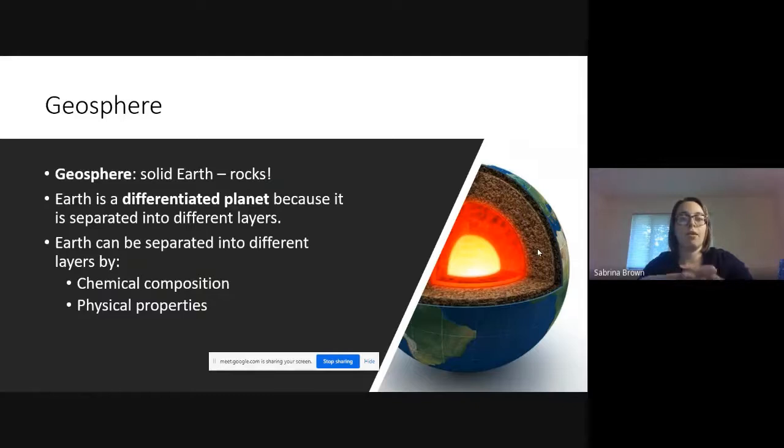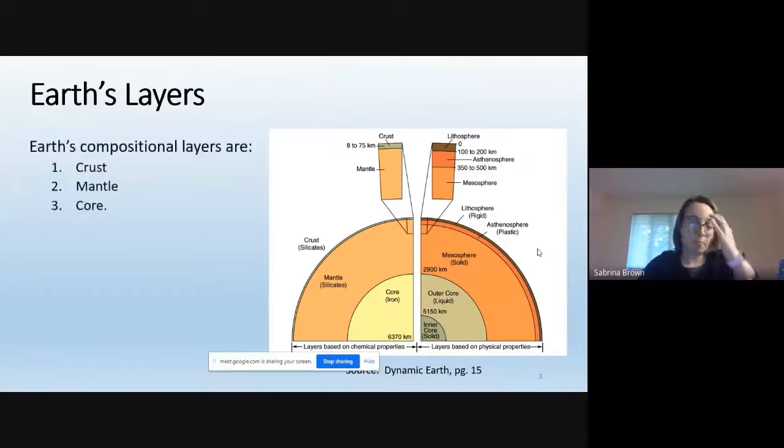And when we're thinking about plate tectonics, it's really important to remember that Earth is a differentiated planet because it's separated into different layers. And what that means is that we have different layers of Earth, and we can talk about them based on their chemical composition or their physical properties. And we're thinking about Earth's interior, right? The inside of Earth, and what it's made up of.